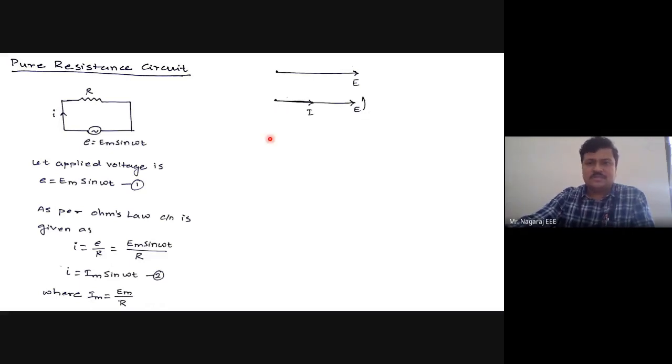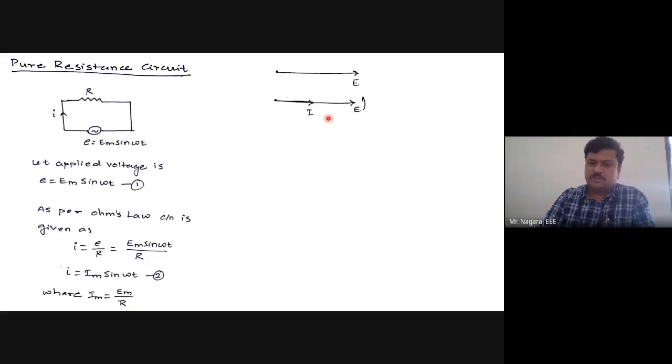Okay. So this is the vector diagram for this circuit, indicating that the voltage and current are in phase. In phase means either the two vectors will be parallel to each other or the two vectors will be lying on each other. So this diagram shows that the current and voltage are in phase.